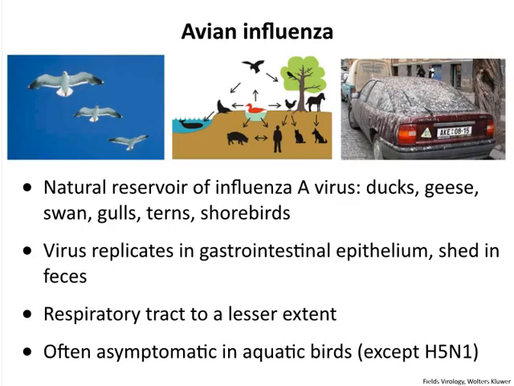The virus will replicate in the respiratory tract of birds, but to a much lesser extent. It's mainly a GI infection in these animals. And in aquatic birds in particular, ducks and seagulls and so forth, it's mainly an asymptomatic infection, with the exception of the virus that's our star today, H5N1. And we'll talk about that in a moment.